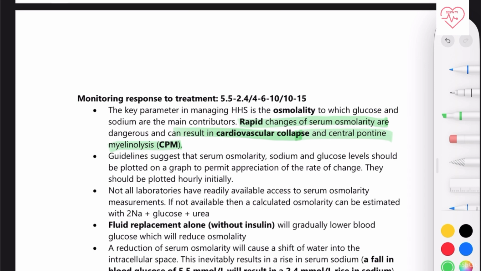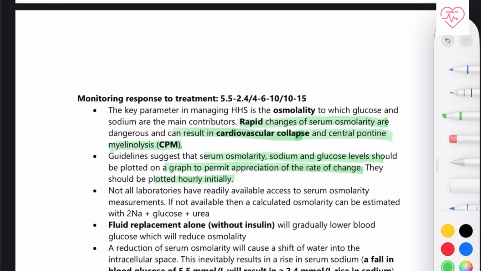Guidelines suggest that serum osmolarity, sodium and glucose levels should be plotted on a graph to permit appreciation of the rate of change. They should be plotted hourly initially. So we have to plot a graph and maintain this graph hourly, so we can get to know the rate of changes.